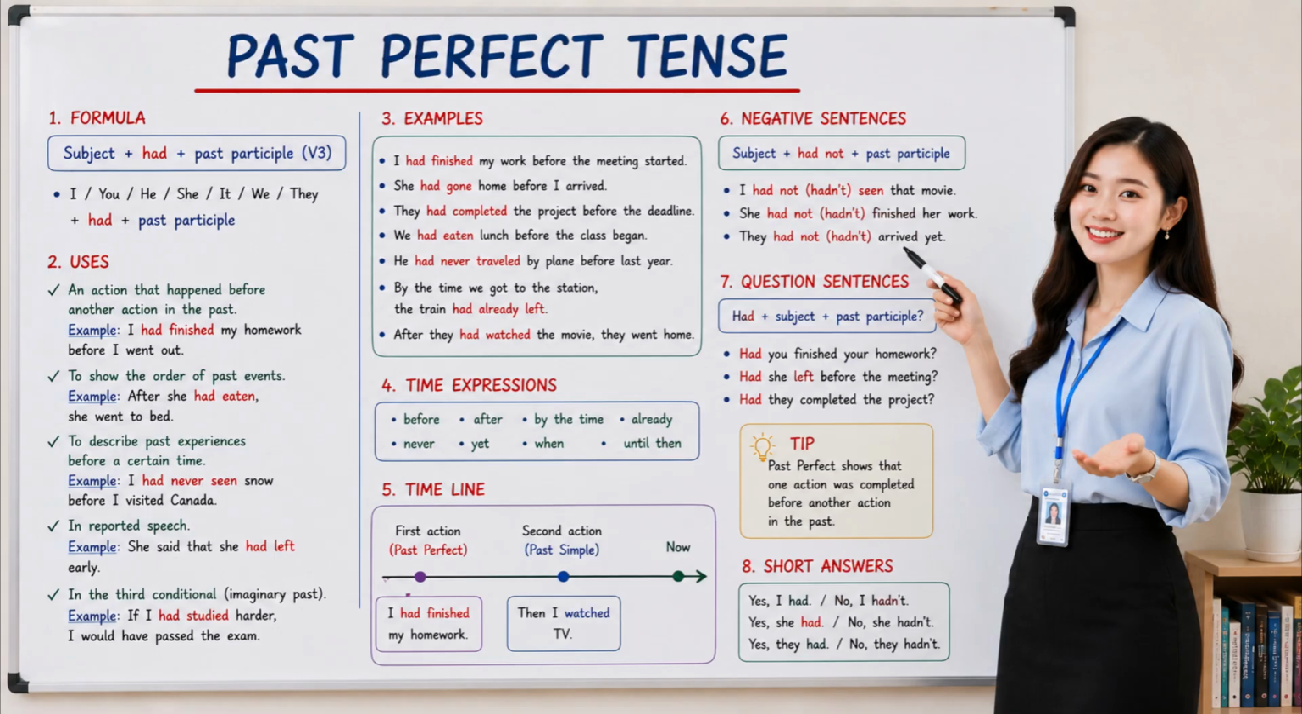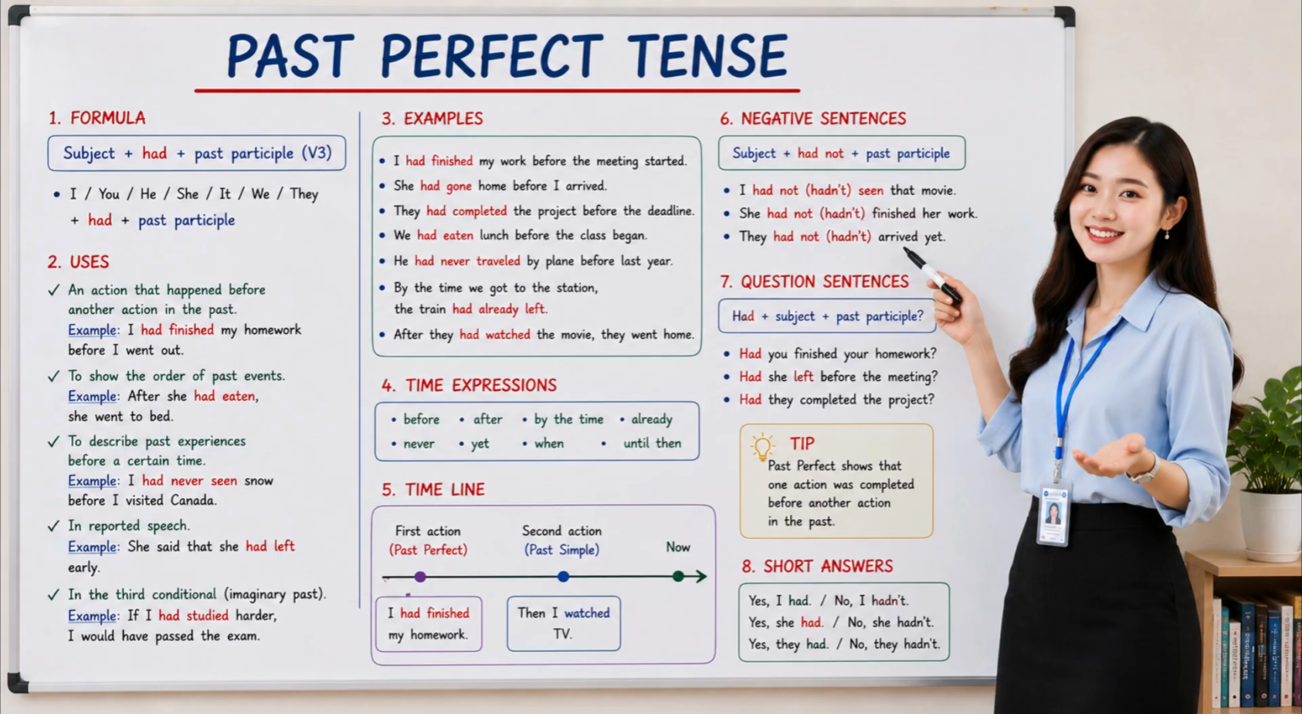The structure of the past perfect tense is subject plus had plus past participle, verb 3. The word had is used with all subjects. I had, you had, he had, she had, it had, we had, they had.